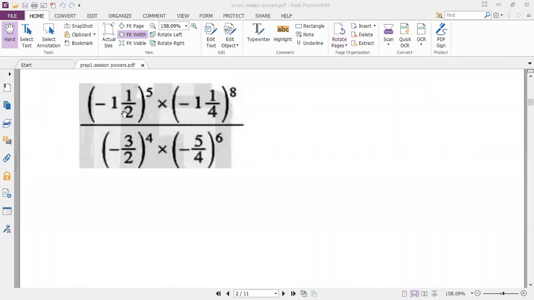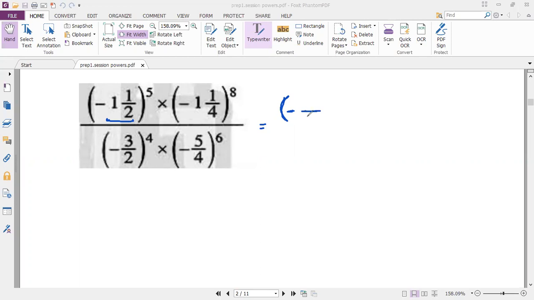We have -1.5 raised to the power of 5 multiplied by -1 and 1/4 raised to the power of 8, divided by -3/2 raised to the power of 4 times -5/4 raised to the power of 6. So we have a mixed number here, -1 1/2. So we need to convert this mixed number into an improper fraction. So how can we convert the mixed number into an improper fraction?